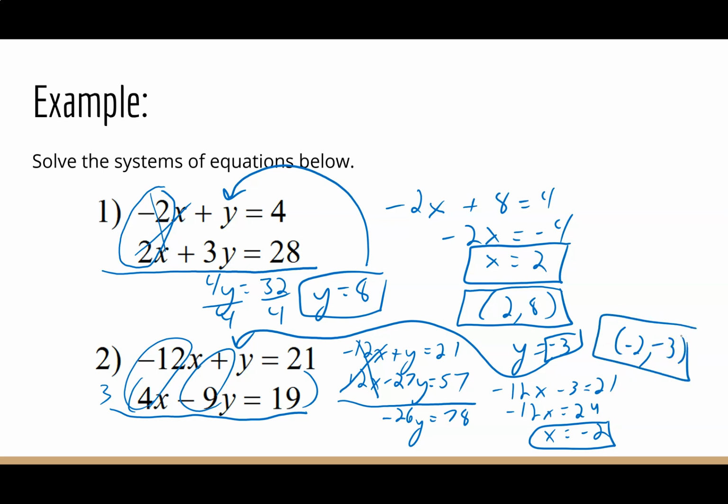So elimination is a very handy trick to squish things down, cancel out some of the work that you would otherwise have to do. All right, so let's look at what this might look like on a test question that's a word problem, where you have to create your own system of equations. Sometimes you have to create your own, and that's kind of worst case scenario.